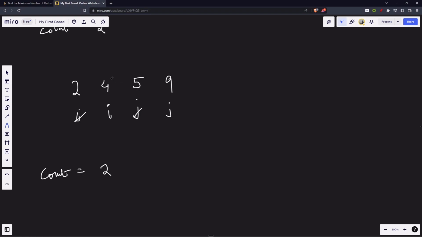4 into 2 is 8. 8 is less than 9. Yes, condition satisfied. Move both of them up. Out of bounds. Game ends. This is finally our answer.